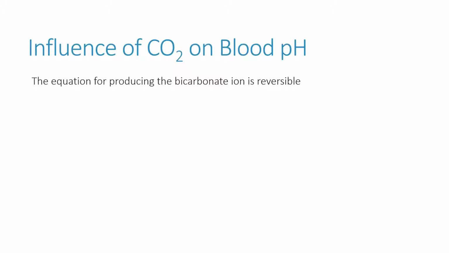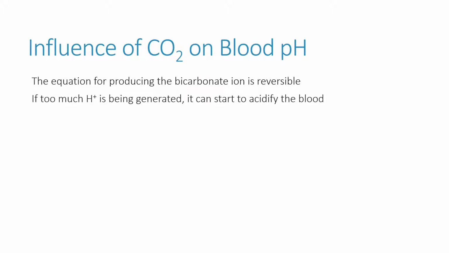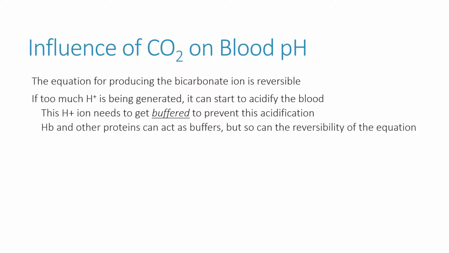The equation for producing this bicarbonate ion is a reversible chemical reaction. If too much H+ ion is being generated, it can start to acidify the blood. This H+ ion then needs to get buffered to prevent this acidification. Buffers can help prevent large changes in pH. Hemoglobin and other proteins can act as buffers to prevent these swings in pH, but so can the reversibility of the equation for producing carbonic acid and bicarbonate.